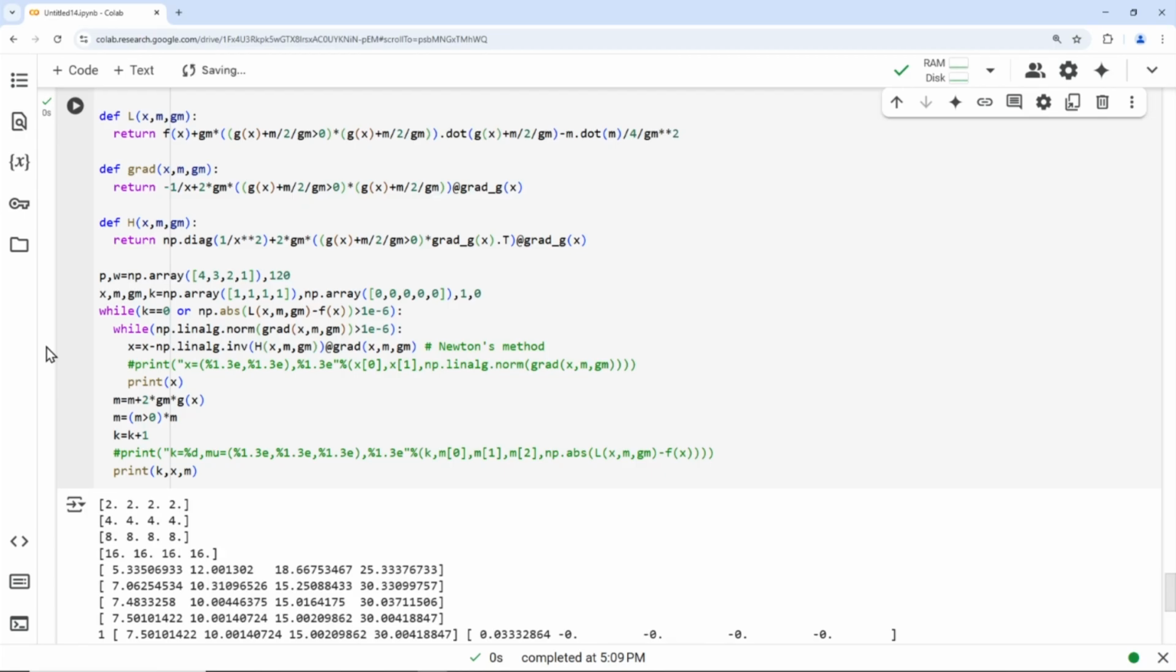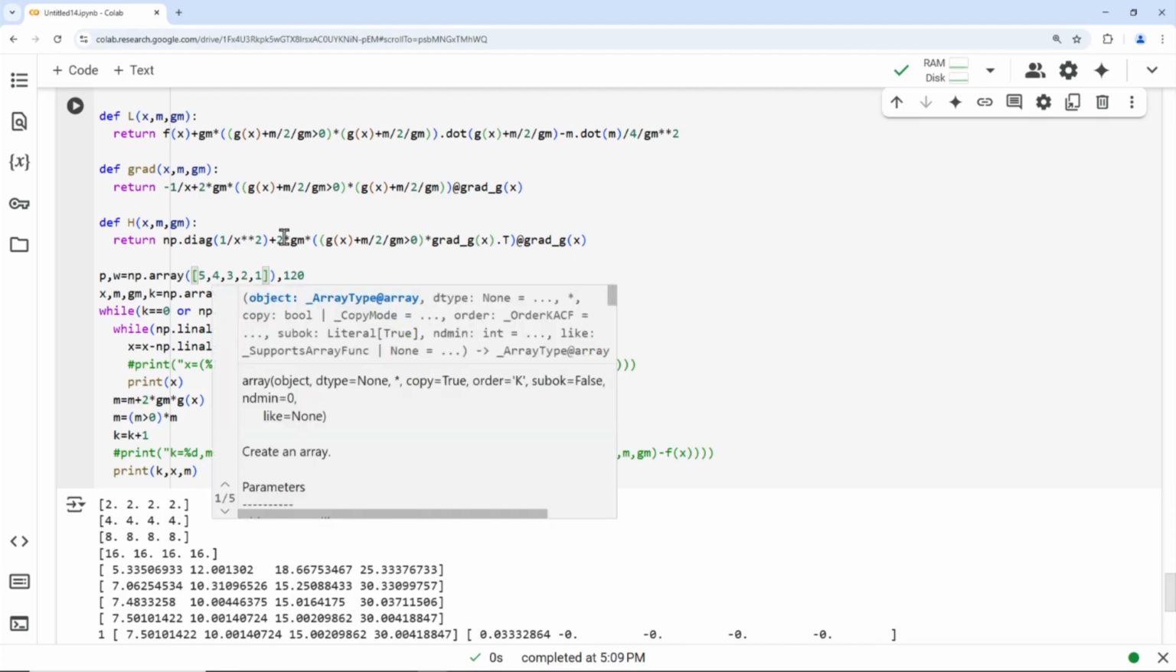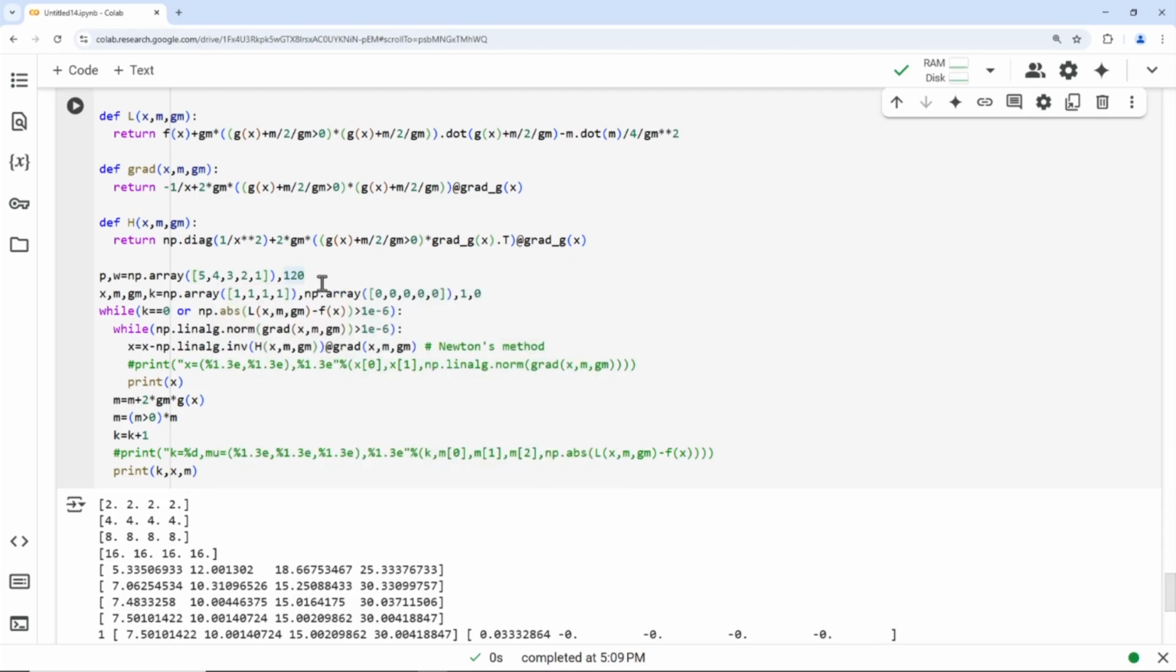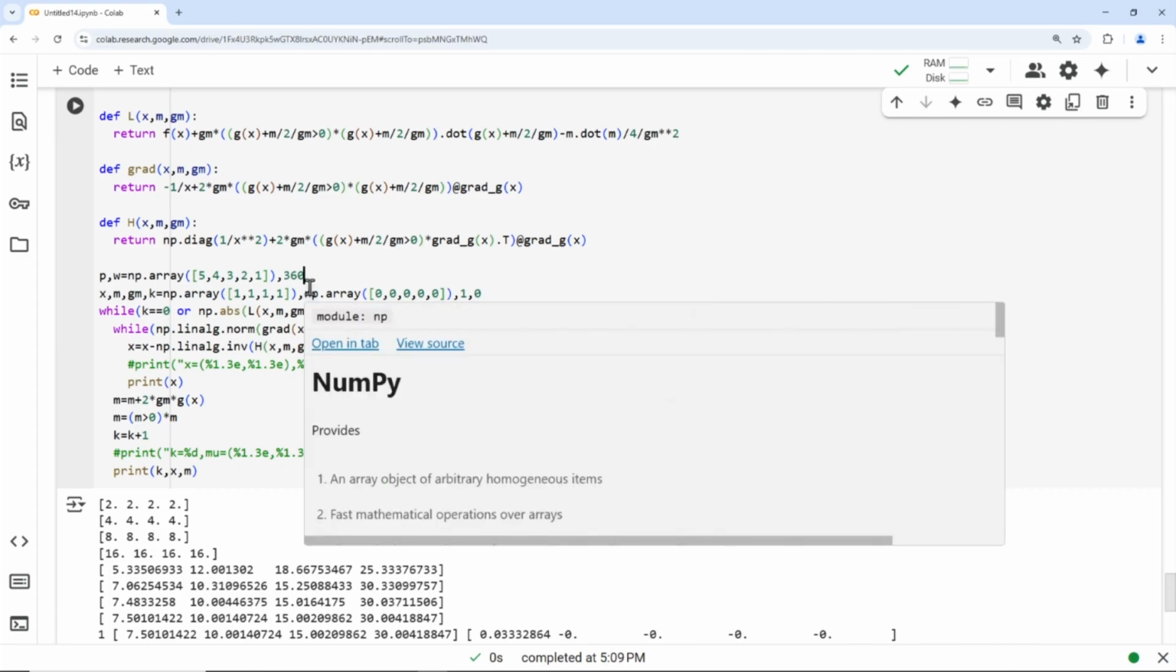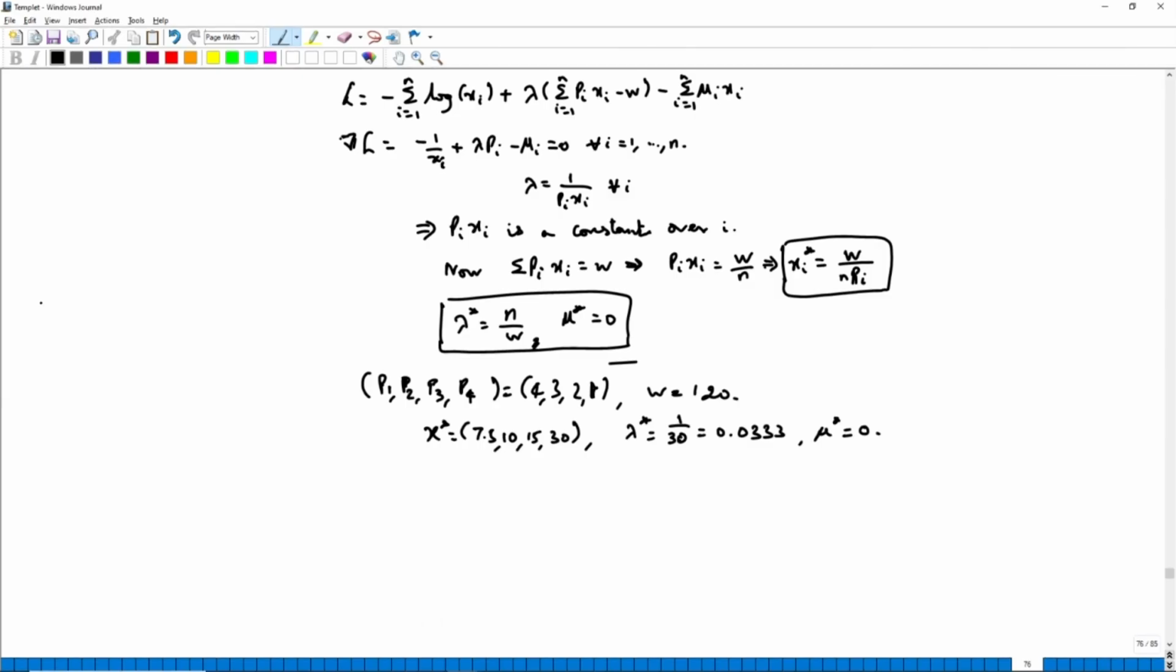So what if we had a different set of P and W, and in fact the value of n could also be different. So we are actually having a consumer buying 4 products, 4 items. So let's make it 5 items. Okay, and let's just add 5 here, and maybe let's make this 360. Okay, so now if you are actually finding the answer, so this is case 1.